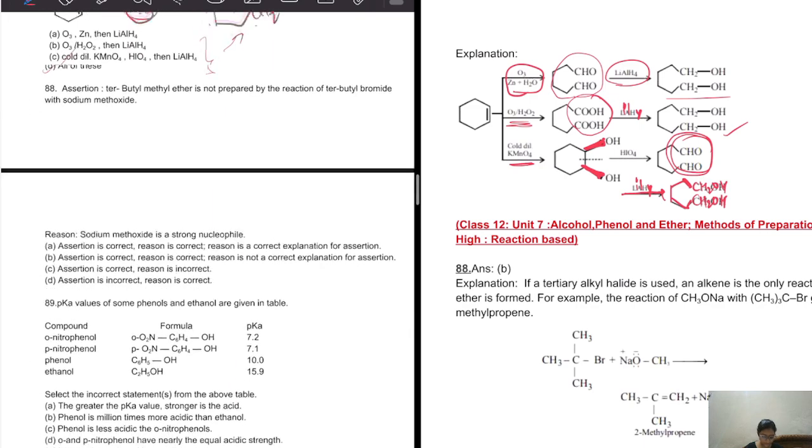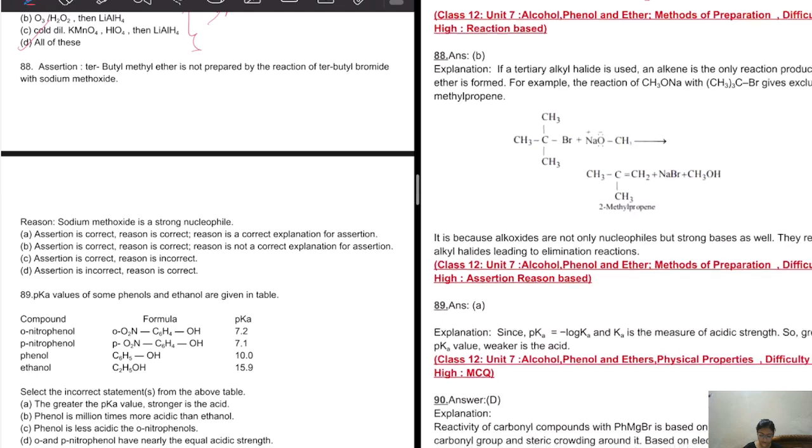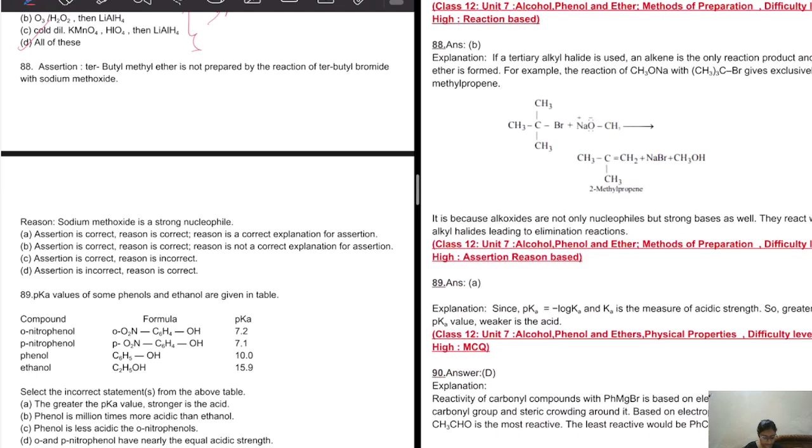Let's see the next question, which is: tertiary butyl methyl ether is not prepared by the reaction of tertiary butyl bromide with sodium methoxide. The reason given is sodium methoxide is a strong nucleophile. See, in a tertiary alkyl halide, if it is used, an alkene will be the only product. And no ether is formed because you see it is CH3 from all the sides, so alkene will be formed.